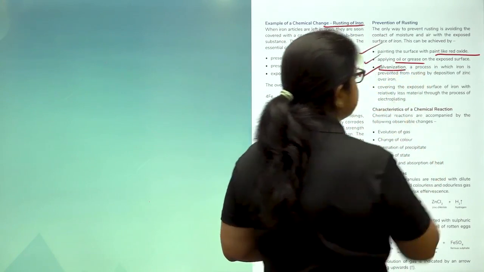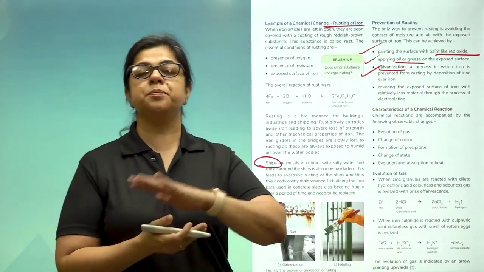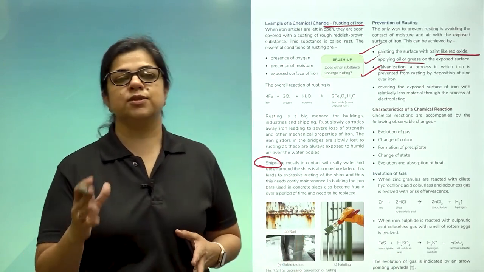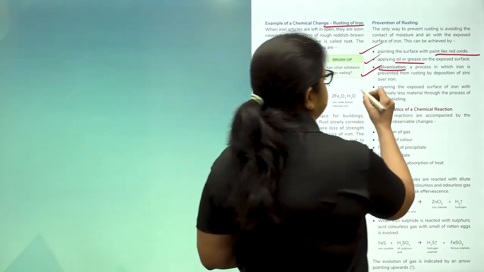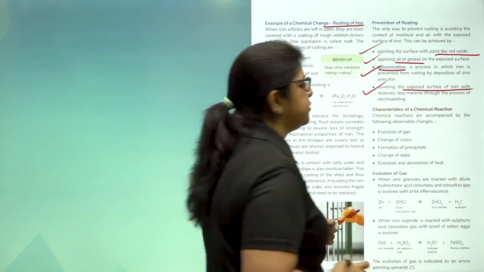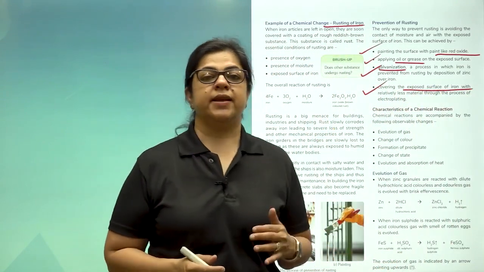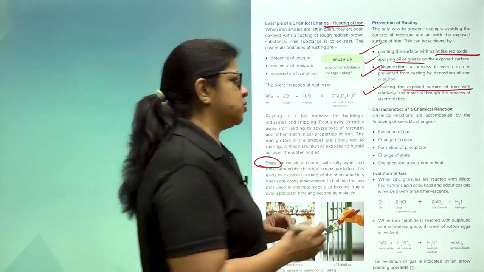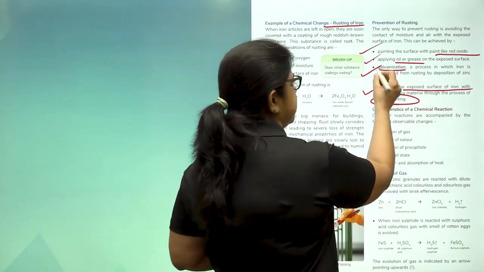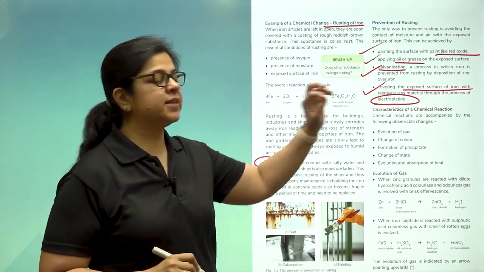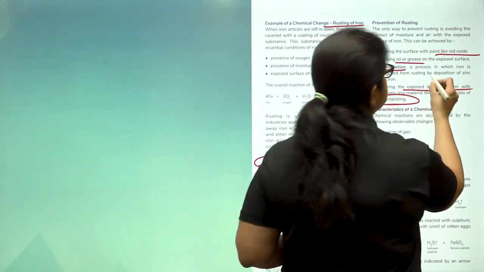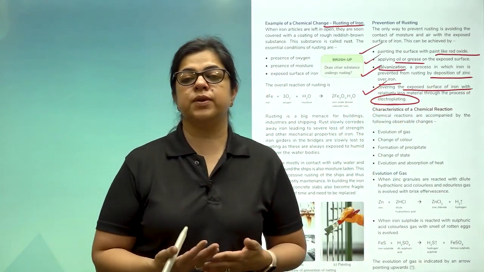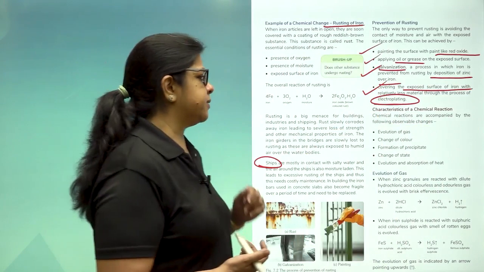Then galvanization. When you coat a piece of iron with another non-reactive metal, it is known as galvanization. Covering the exposed surface of iron with a relatively less reactive material is done by the process of electroplating. So electroplating is similar to galvanization. Galvanization is specifically deposition of zinc over iron, whereas electroplating will be covering with a less reactive metal.